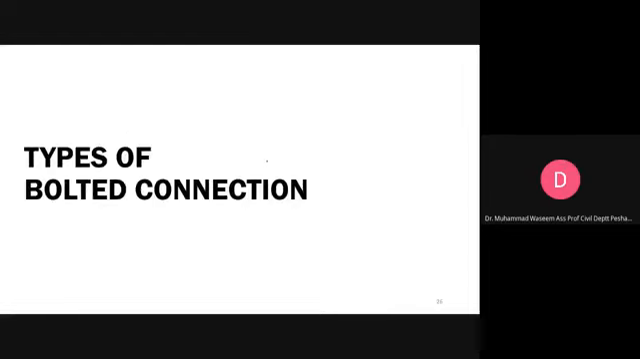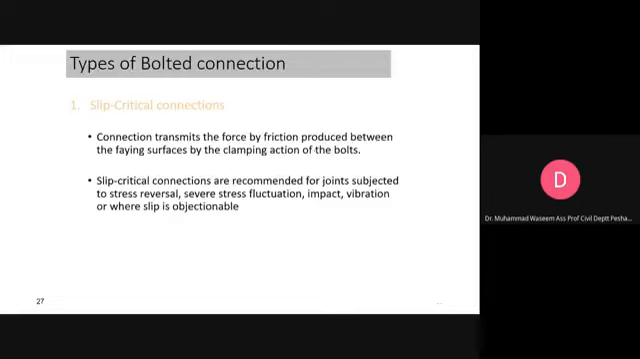So types of bolted connections. As I told you, there are two types of bolted connections. First type we call slip critical connections. In slip critical connections, forces are transmitted by friction produced between the faying surfaces by the clamping action of the bolt. किस चीज की बात कर रहा हूं? इस चीज की बात. We are talking about this frictional force. So the load is transmitted by this mechanism.